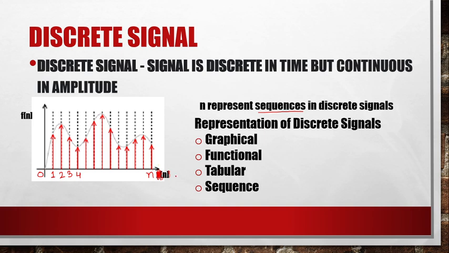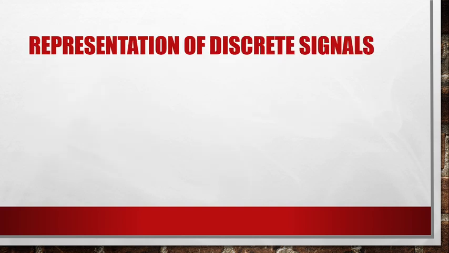Clear? Next, this type of representation is graphical representation. Another type is called functional, another is tabular, and another is sequences. We know what graphical is, so let us know what functional is. So what is functional? How do we do the functional representation?